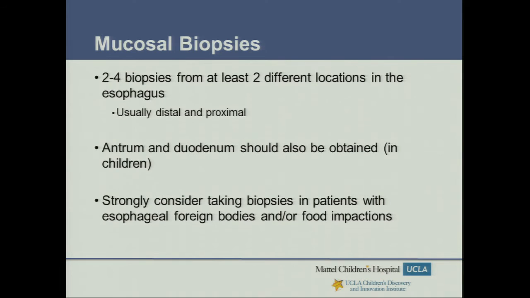So I've shown you the range of features we can see on endoscopy, but what do the biopsies look like in these patients? So in terms of biopsies, there are some good recommendations from pediatric GI societies that we need to perform at least 2 to 4 biopsies from 2 different locations in the esophagus. At a minimum, you need to biopsy the proximal and the distal esophagus. And that's because you need to see eosinophilia throughout the esophagus. If you just have eosinophilia isolated in the distal esophagus, that suggests a diagnosis of reflux. But if you have eosinophilia throughout the esophagus, that goes along with EoE.